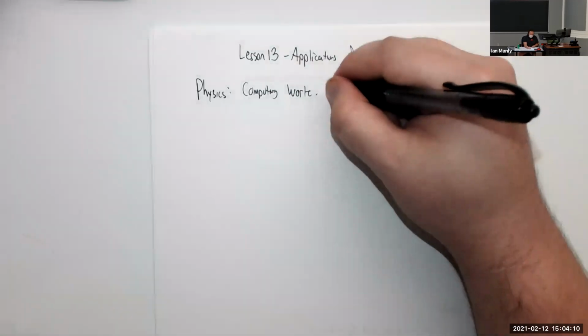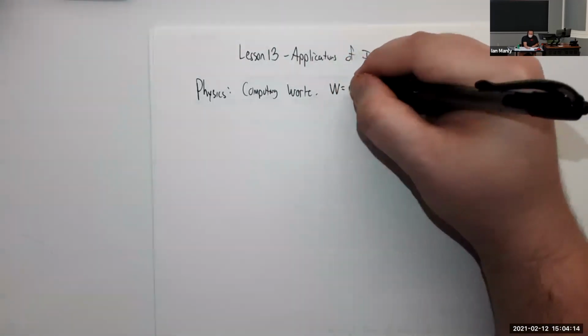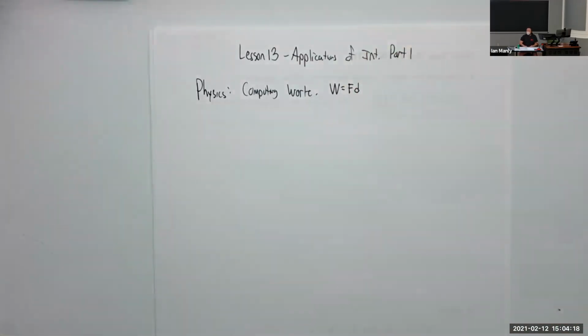Work is equal to what? It's going to be force times distance. So we have the force that we are applying and then the distance that we are applying the force. Okay, well, if we know what the force is, we know what the distance is, we can throw those two numbers in there and we get work. So what does this have to do with integration?